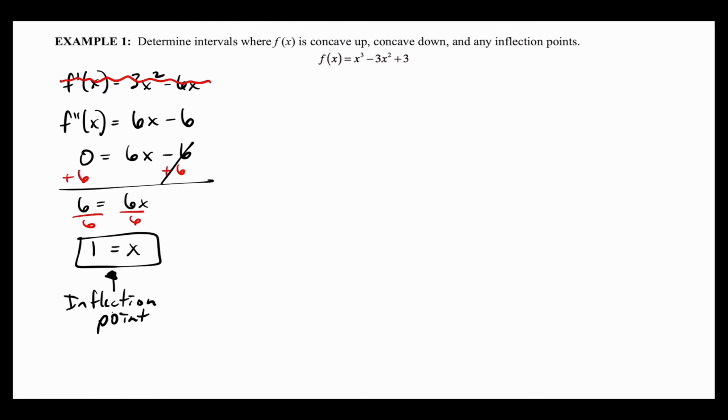So the question is, we need to figure out what was happening before 1. So this should look familiar. We draw a number line. We only have one critical value.